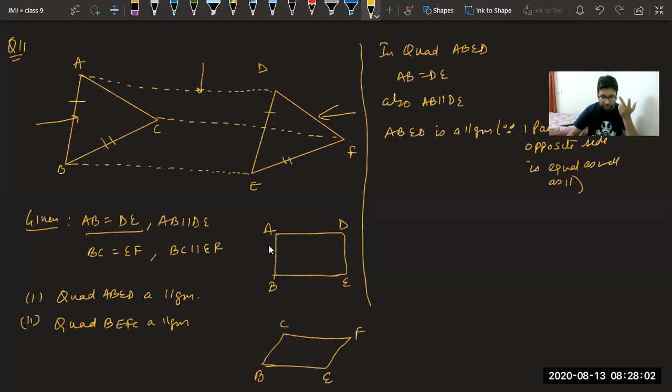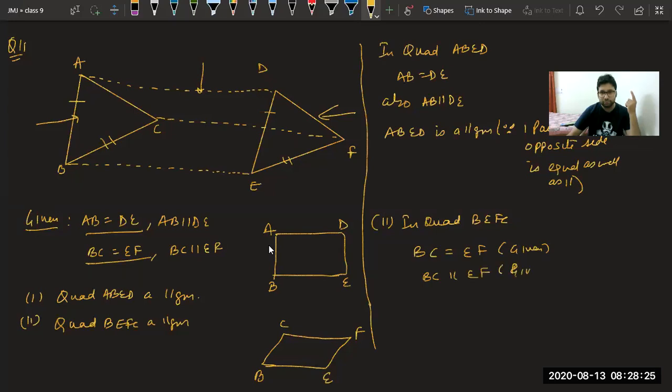Again, we know two things for the same opposite sides. Very good, Rudra. Second part is, we know in quadrilateral BEFC, first thing, BC is equal to EF given, and second thing, they are parallel also. So we can say that BEFC is a parallelogram. Reason being, same reason. You don't write like this, okay? You write the complete reason again. This is for me only.